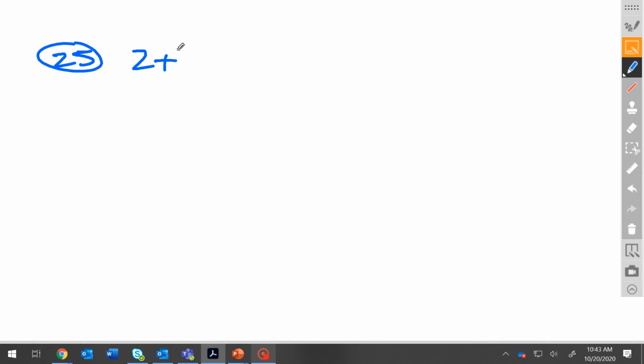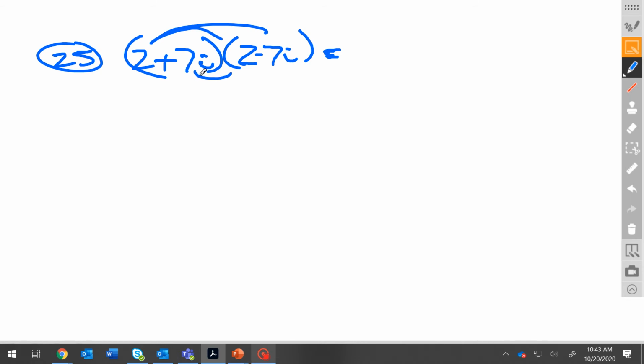25, 2 plus 7i times 2 minus 7i. You should recognize right off the bat that these are complex conjugates. Your sum or product should be a real number. So I'm going to use the distributive property. 2 times 2 is 4. 2 times negative 7i, negative 14i. 7i times 2 is positive 14i. And then 7i times negative 7i is negative 49i squared.